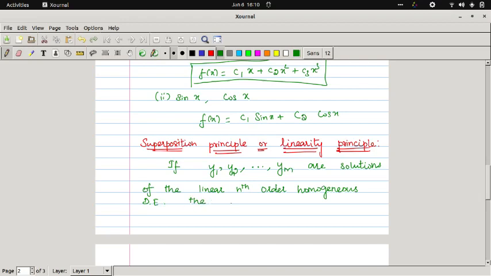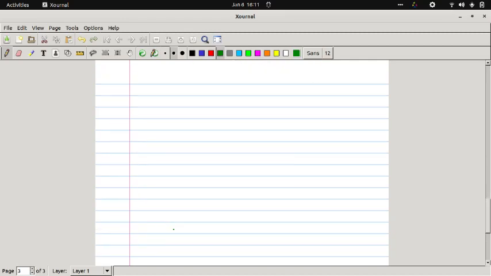then any linear combination, not a particular one, then a linear combination of the solutions is also a solution of that particular linear nth order differential equation.